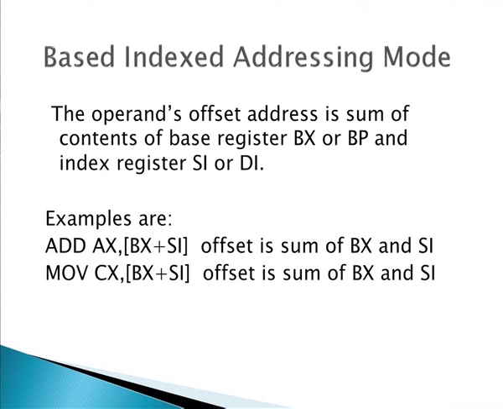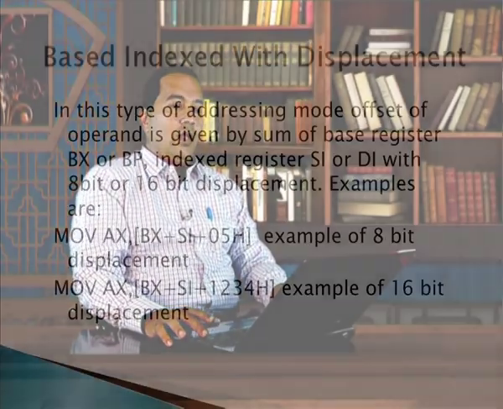Similarly, another example of base index addressing mode is MOV CX, [BX + SI]. Again the offset address will be calculated by adding the contents of BX and SI. After obtaining this offset address, the contents of this address will be transferred to CL and the contents of the next memory location will be transferred to CH.